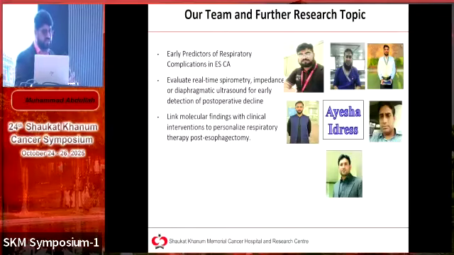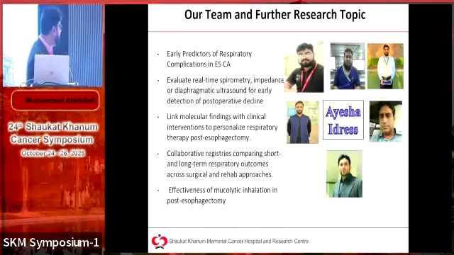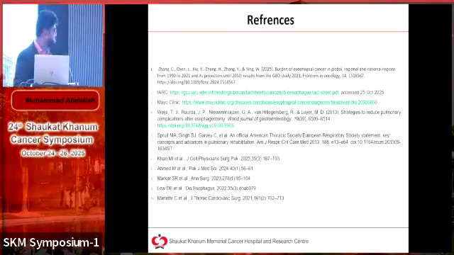Another topic is the molecular link with esophagectomy and other factors, and a collaborative registry comparing short- and long-term respiratory outcomes across surgical and rehabilitation programs, and the effectiveness of mucolytic inhalation therapy in post-esophagectomy patients. These are all the future programs we want to do in esophagectomy patients, for overall improvement of data in Pakistan. So thanks. These are the references we have included.